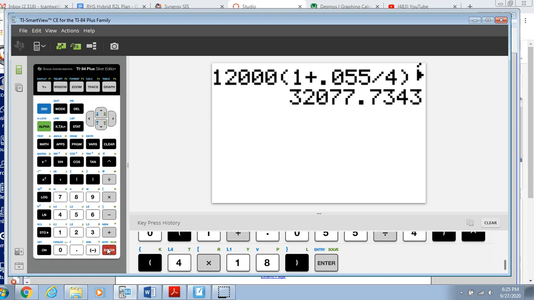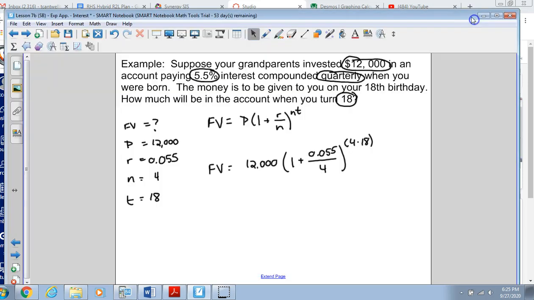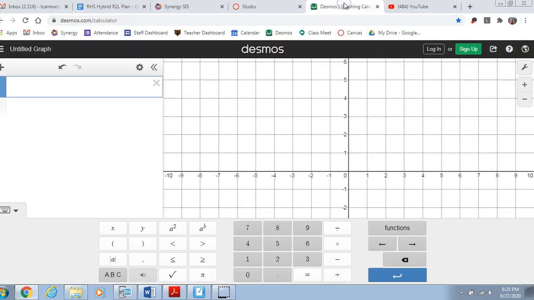32,077.7343. Since we're talking about money, it makes sense to round this to the hundredths place, dollars and cents. So this would be $32,077.73. Now let's go over to Desmos and make sure we know how to plug it in there.